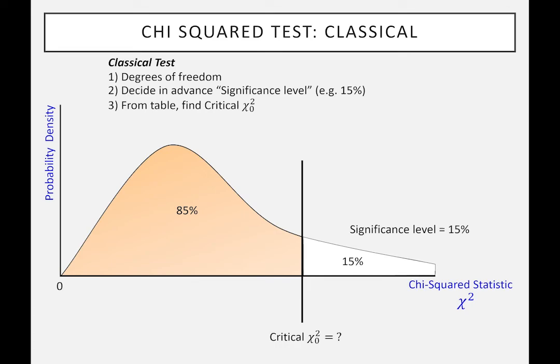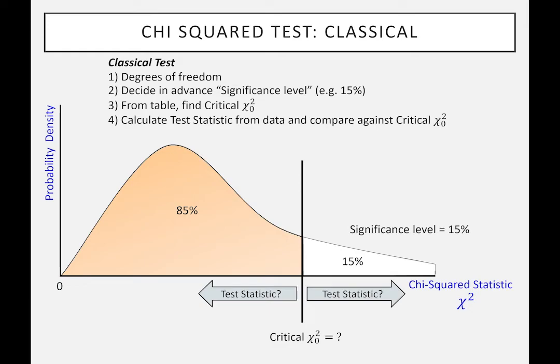Then, from the table, that means using the chi-squared distribution, we find a critical number. Call it a critical chi-squared statistic. This will be determined from the table. We'll be doing this later. And then we use the data to calculate a test statistic, and we decide whether it is greater or less than this critical number. If it's to the left of this critical chi-squared value, we say we accept the null hypothesis, or more correctly, fail to reject the null hypothesis. And if the number we've calculated from the data is to the right, we say we reject the null hypothesis. This is a classical test.